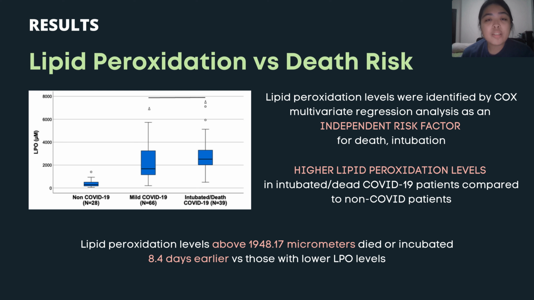Finally, lipid peroxidation levels were identified by Cox multivariate regression analysis as an independent risk factor for death and intubation in COVID 19 cases. Furthermore, higher lipid peroxidation levels were observed in intubated/dead COVID 19 patients compared to non COVID 19 patients. Finally, patients with lipid peroxidation levels above 1,948.17 micromolar died or were intubated 8.4 days earlier on average compared to those with lower lipid peroxidation levels.